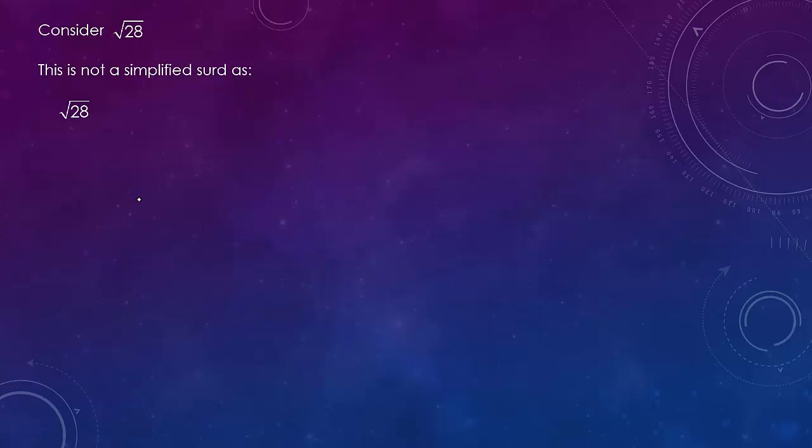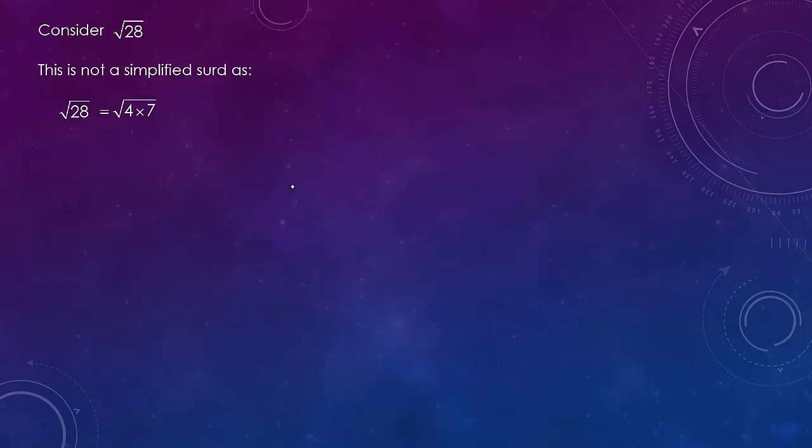Now, in saying a square number, I mean a square number other than 1. We know that 1 is a factor of everything, and it doesn't actually help to write it as 1 multiplied by 28. So we're looking for a square number that isn't 1. Now here, fairly obviously, 4 is a factor, so we have 4 multiplied by 7 gives us 28.